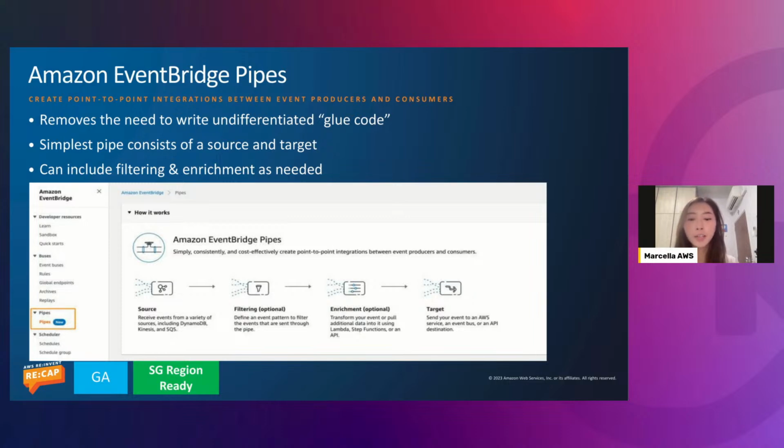So basically, it makes it very easy for you to build event-driven architecture to provide a very simple, consistent and cost-effective way to create point-to-point integrations between the event producers as well as the event consumers, removing the need to write any undifferentiated glue code. And we also have the additional feature of an optional filtering step, which allows only specific source events to flow into your event pipe, and an optional event enrichment step as well.